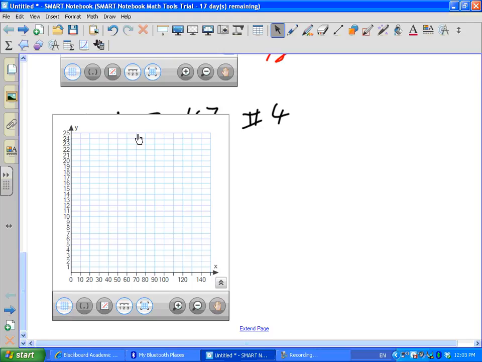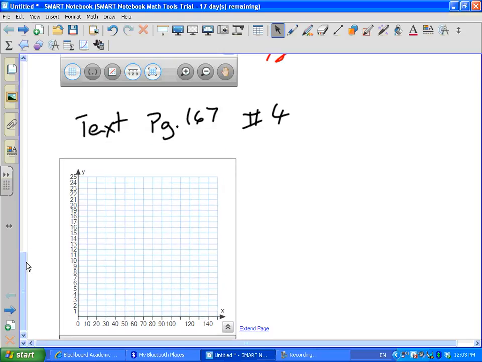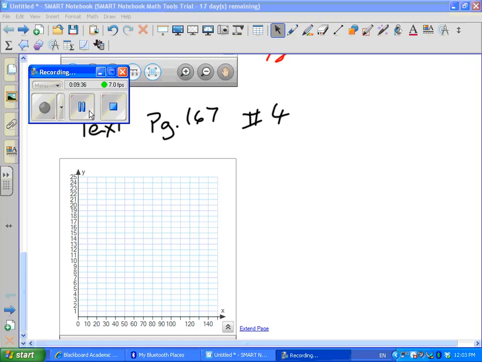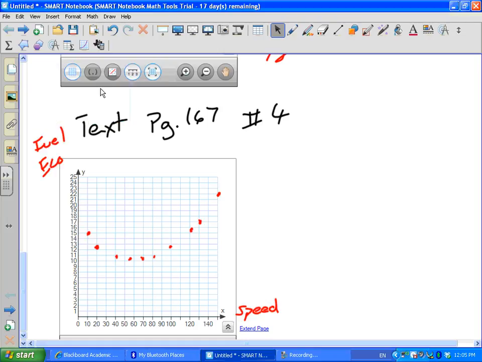Okay, so we're dealing with question number 4. It tells us to make a scatter plot graph. So we have to plot all these. And so we've plotted all of our points. Quickly, at first glance, is this a linear relationship? No. So what is it? What's it called? Non-linear. So we know right away this relationship is going to be non-linear.